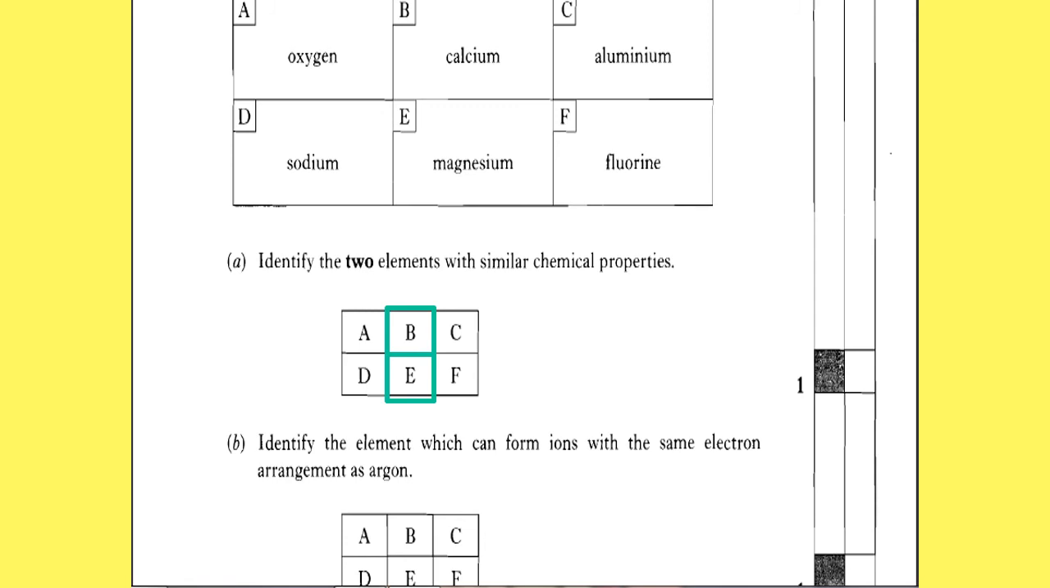The element which can form ions with the same arrangement as argon, for that one, what you're going to do is look for elements that are either just before or just after argon on the periodic table. So phosphorus, sulfur, chlorine, potassium, calcium, those are the elements around argon. There's 3 before, 3 after. Calcium is in that range, so it is going to form an electron arrangement the same as argon. So it's B for that one.